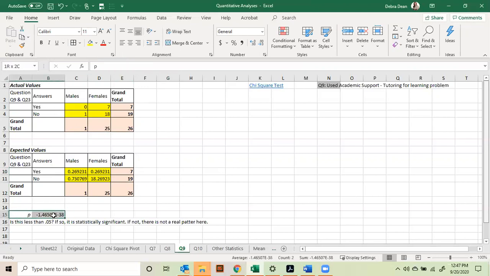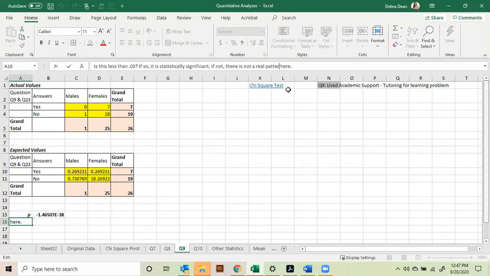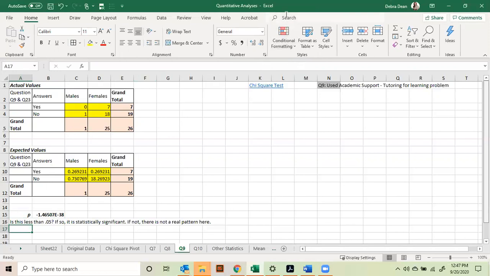So with the chi-square test, we see the p-value equals, in this case, a negative 1.46. Now, for our statistical test, if it is less than 0.05, it's statistically significant. If it's greater than 0.05, then there's not a pattern at all. And in this case, it's greater, so it is not statistically significant.